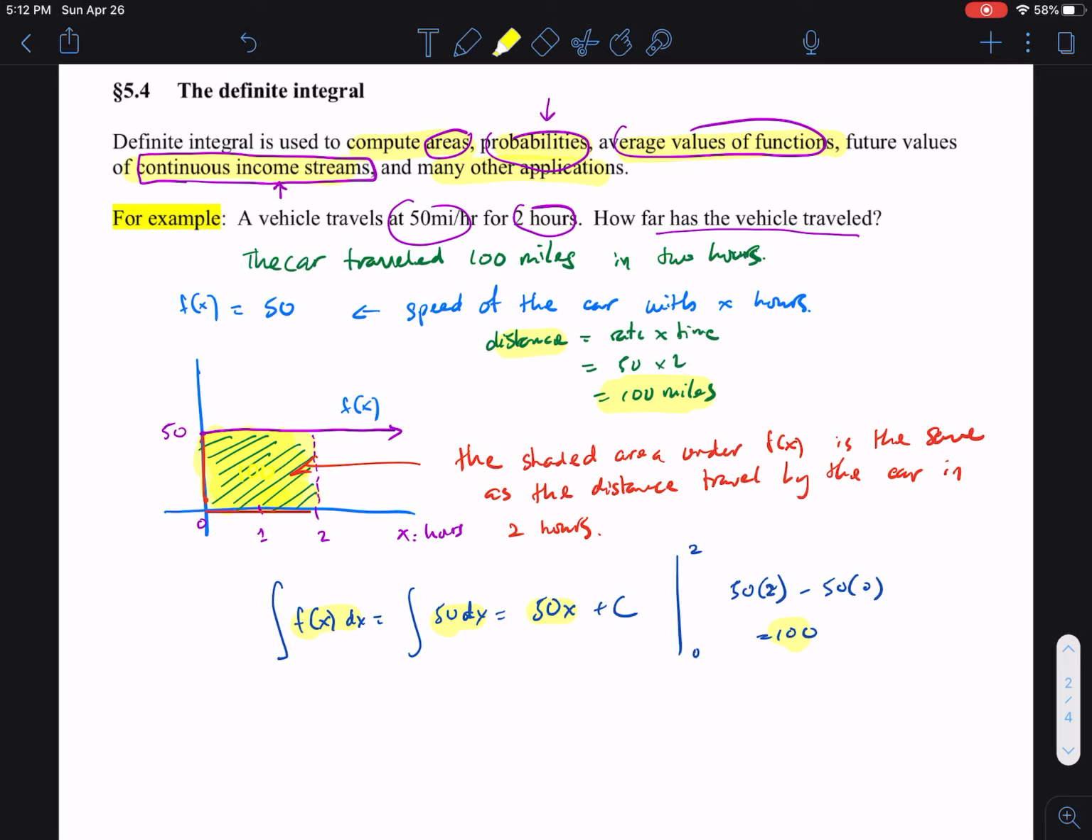Now, here's where things get a little more complicated. Suppose the car did not travel at constant speed for 2 hours.